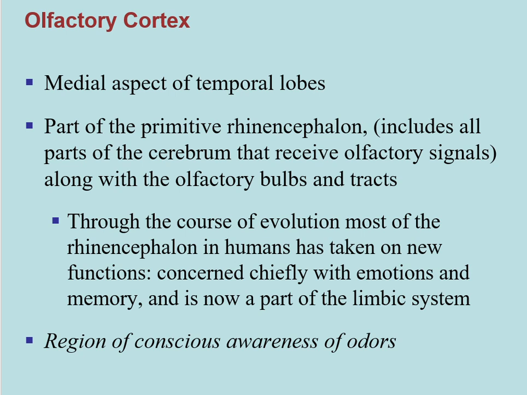Next, we're going to be looking at the olfactory cortex. So it's located more medial to the temporal lobe, a little bit closer to the insular lobe. It's a part of one of the primitive brain vesicles called the rhinencephalon, and that includes parts of the cerebrum, includes olfactory bulbs and their tracts. And through the course of evolution, we've seen this area in humans taking on new functions like emotion and memory and not just smell. So there is a region, the olfactory cortex, that is just a region for conscious awareness of odors, but it can communicate to other association areas and let us have emotion or memory related to smell.